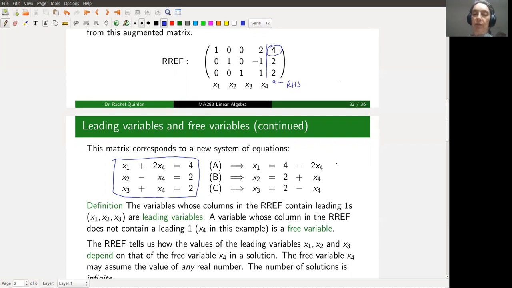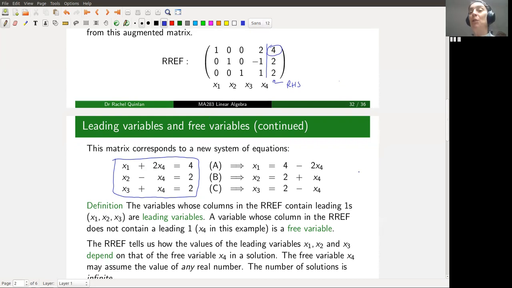But we have no equation for x4. We have no equation telling us what the value of x4 should be. So we can say maybe that there's no restriction on the value of x4. It could be anything. But once we've decided what the value of x4 is, then the other 3 are immediately determined by these 3 equations. Okay, so there's a difference in role here between x1, x2, and x3, which have a certain role, and x4, which has a different role.